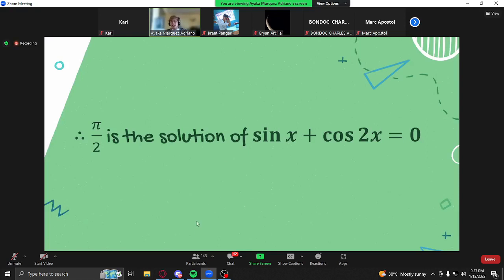Madali lang silang i-substitute doon sa x value, at once na nag-satisfy siya doon sa other side of the equation, then that is the missing value of x. Ganun naman parati, di ba? Parati nyo naman talagang hinahanap si missing x.